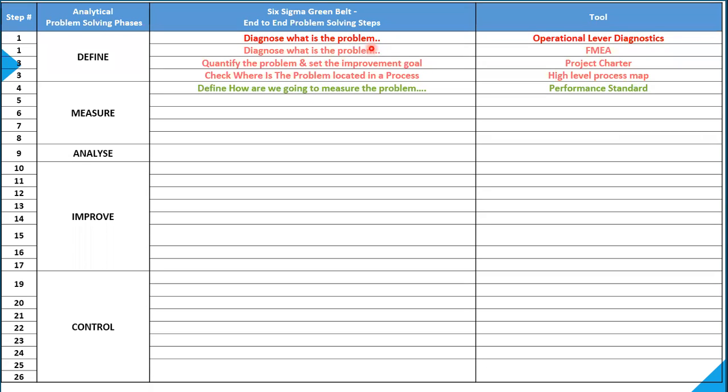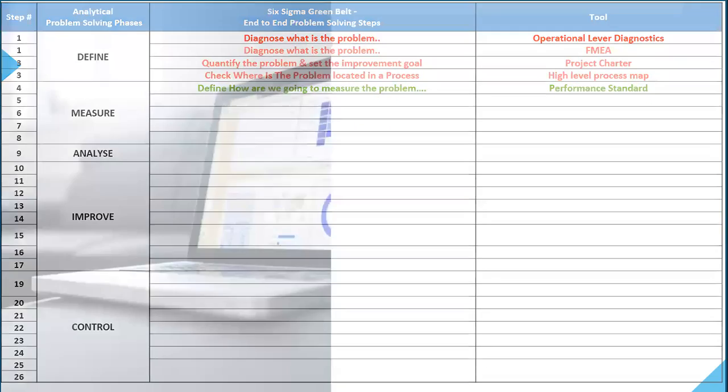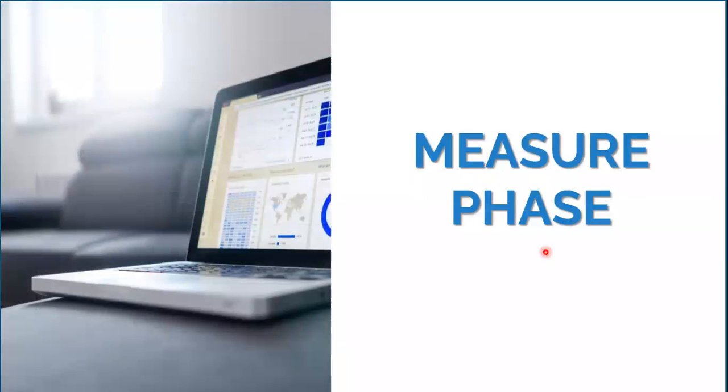Now we are going to enter into measure phase. A very first step of measure phase is defining how are we going to measure the problem. And we're going to do it with the performance standard, the tool of performance standard. So let's get into the tool of performance standard. Right. So measure phase.